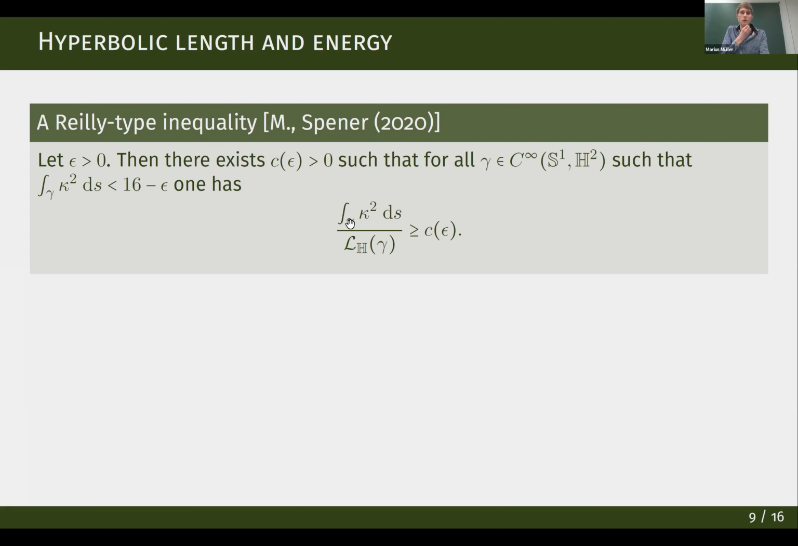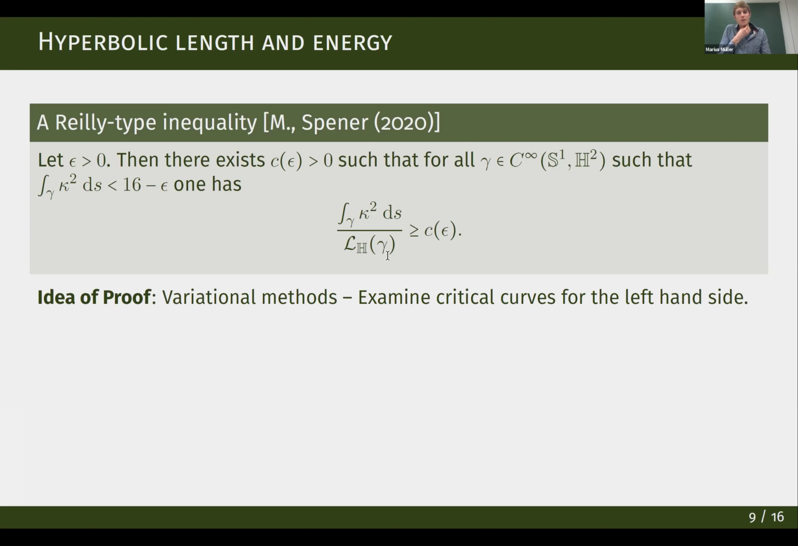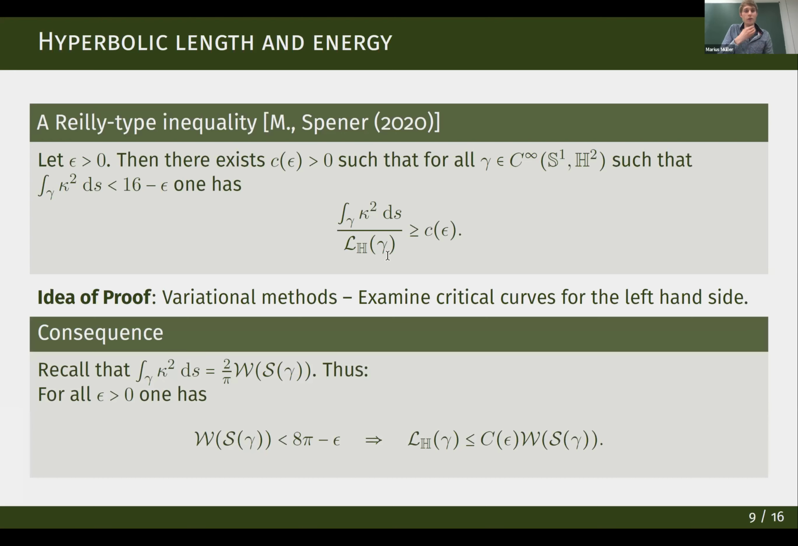What does this have to do with all that? Well, now we know that the length is controlled by the elastic energy. If we rearrange this inequality, then it says the length is smaller than 1 over c times the elastic energy. And now, what one can do, the idea of proof I will explain later. What one can do now is use the connection between the elastic energy and the Willmore energy again, which I told you some slides ago.